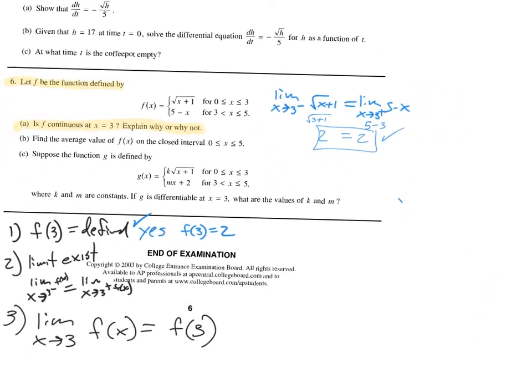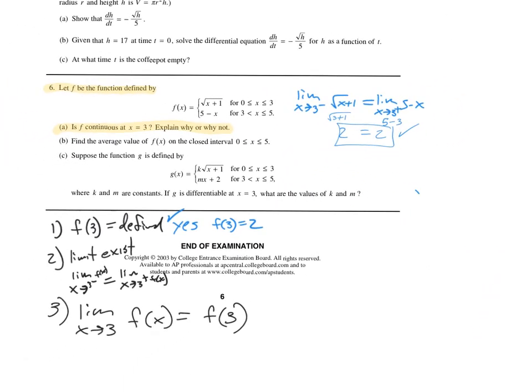So if I go to my little check marks, yes, the limit does exist, and it is 2. Well, we just found the limit. We said that it's 2, and we just found the function, and we said that was 2. So all 3 of these are continuous, and so we have our answer.